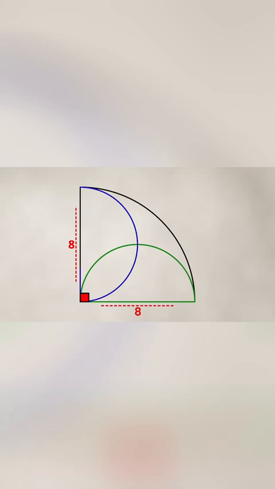We've got a quarter circle, and nestled inside it are two semicircles, each with a diameter of 8 units, and these semicircles overlap, creating two shaded blue regions. Our mission is to find the total blue area.